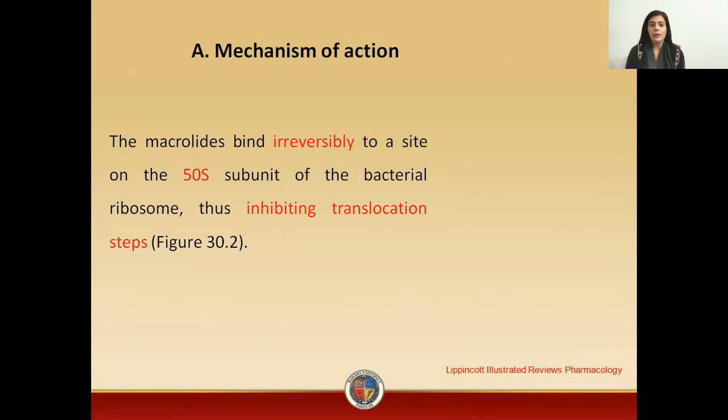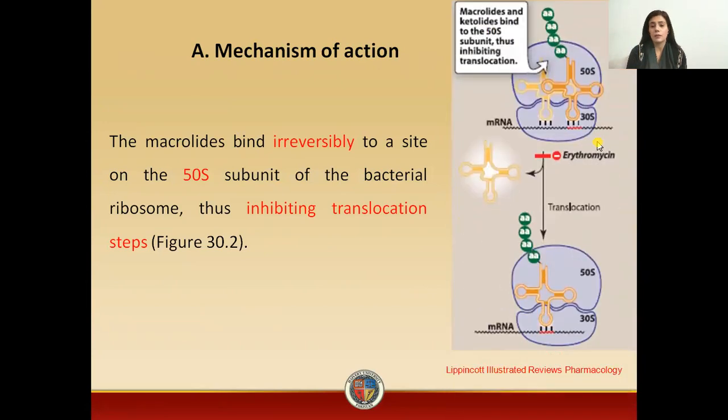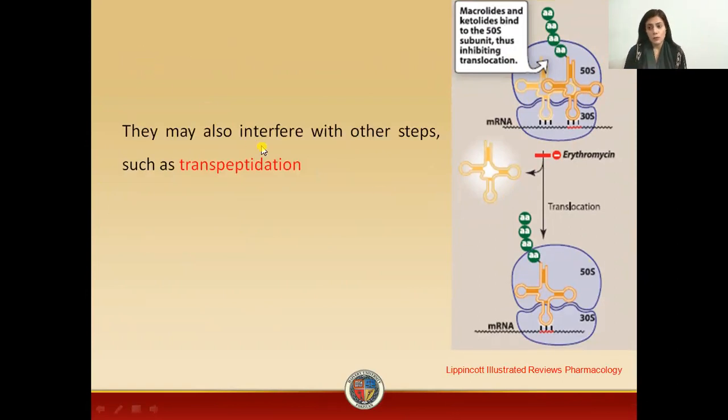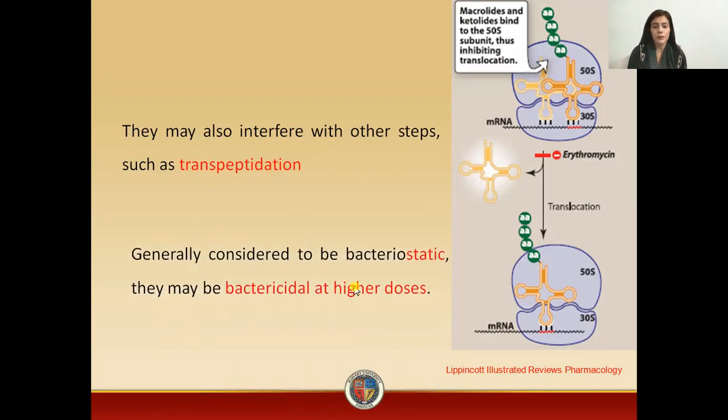Now, coming towards the mode of action of these drugs, these are the drugs which bind irreversibly, not reversibly, irreversibly to the 50S ribosomal unit of the bacteria. And now what it will do after binding to this 50S unit, it will inhibit the translocation step. Now, another mode of action mentioned in the articles is that these drugs can interfere with the transpeptidation step as well. These drugs can be considered as bacteriostatic and bactericidal depending on the dose.